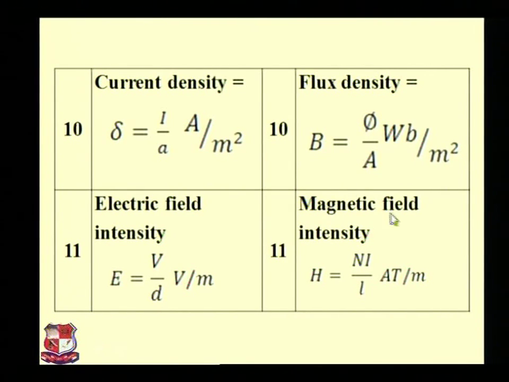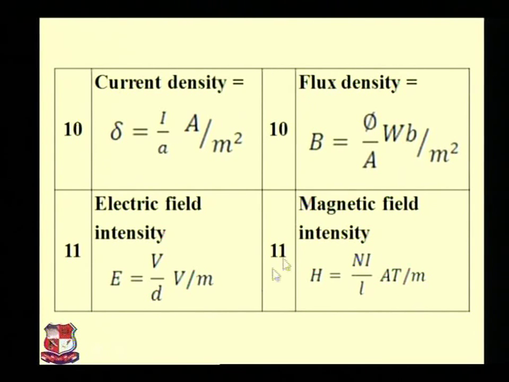And similarly, magnetic field intensity is the strength of the field, how the electric field and how the magnetic field behave. Intensity is defined as H equal to Ni upon L, where L is the length of the magnetic material. So Ni is ampere-turn, upon meter.